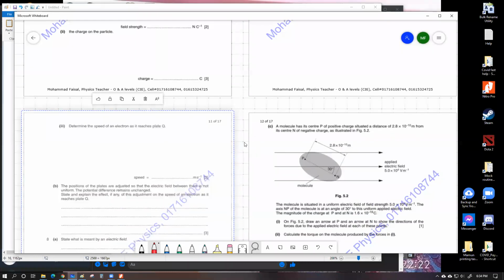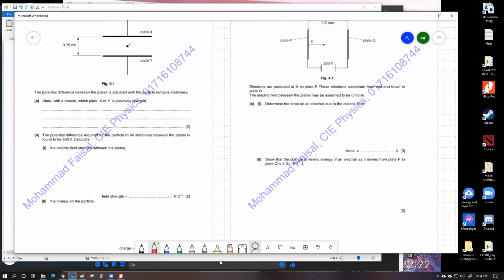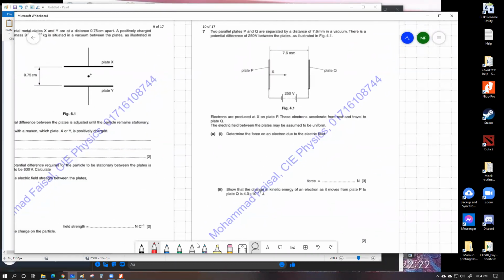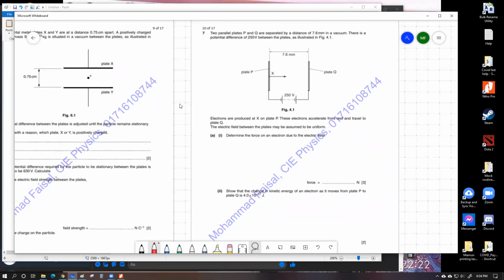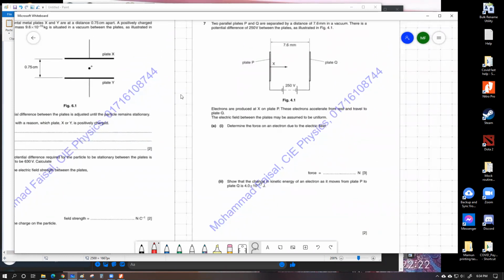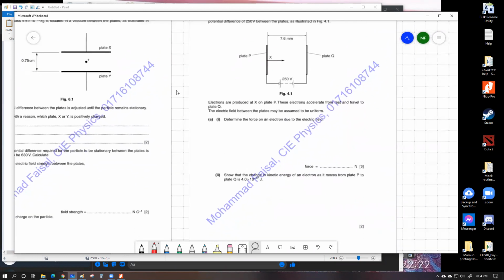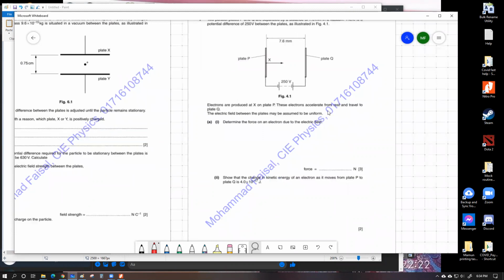Yes sir. Okay, let's have a look at question number 7. It says two parallel plates P and Q are separated by a distance of 7.6 millimeters in a vacuum. There is a potential difference of 250 volts between the plates. Electrons are produced at X on plate P. These electrons accelerate from rest and travel to plate Q. The electric field between the plates may be assumed to be uniform. Determine the force on the electron due to the electric field, V by D, so that the change in kinetic energy of the electron as it moves from plate P to plate Q is 4.00 × 10^-17 joule.